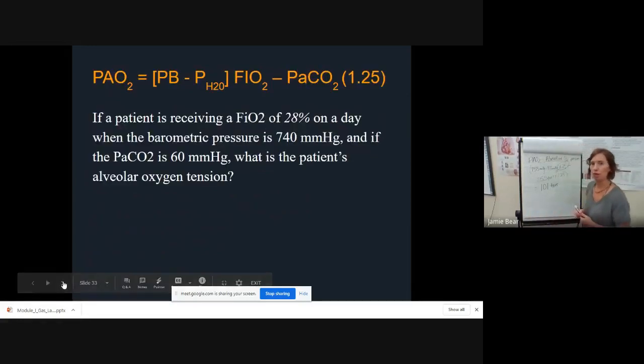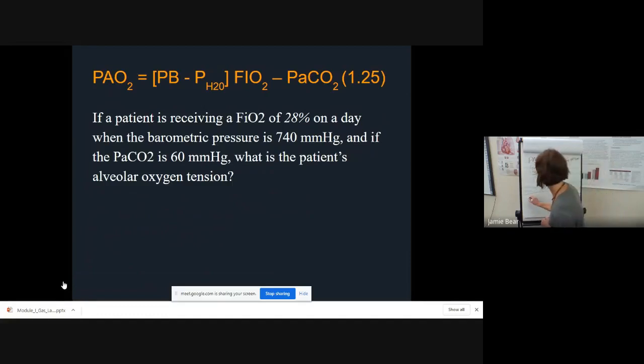Okay, we'll do another one. If a patient is receiving an FiO2 of 28% on a day when the barometric pressure is 740, and if the PaCO2 is 60, what is the patient's alveolar oxygen tension? Okay, so this is equation 2. So we're going to say 740 minus 47 millimeters of mercury times 28%. So that would be equivalent to putting a patient on a nasal cannula and giving them 2 liters of oxygen. Minus PaCO2 of 60 torr times our respiratory exchange ratio.